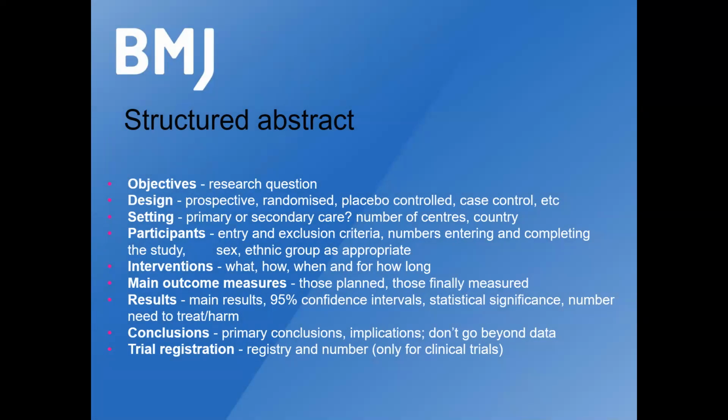And there are different types of structure to an abstract. Here could be the IMRAD structure, could be this structure, which the BMJ expects. And of course, quality improvement journals, including BMJ Open Quality, have their own structures as well.